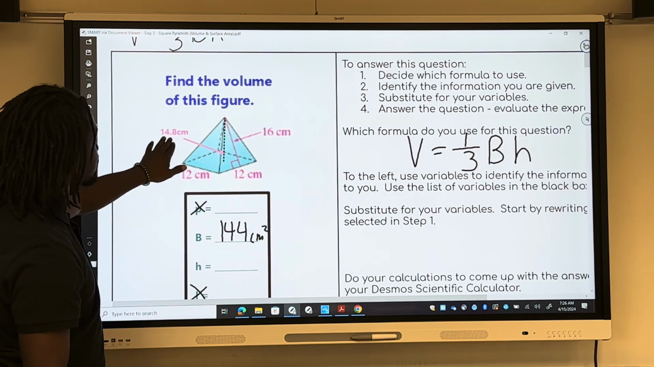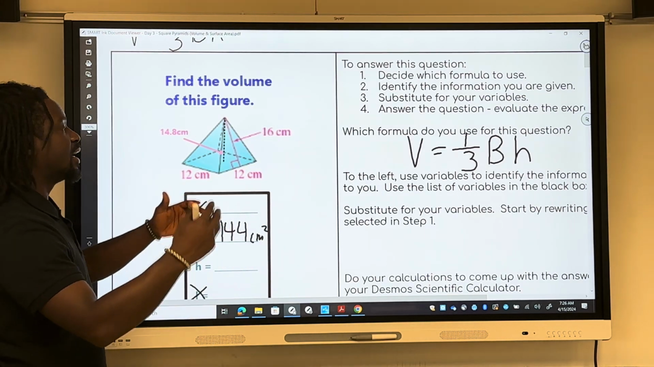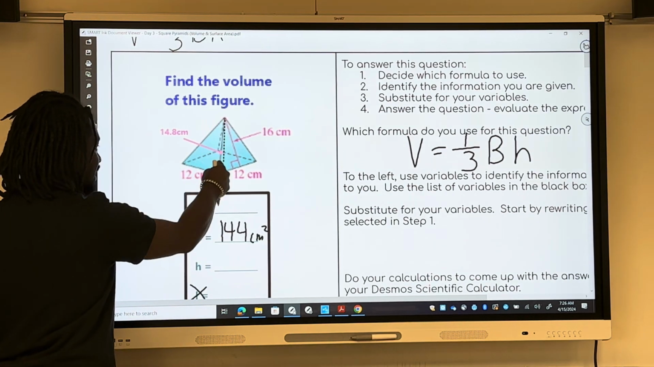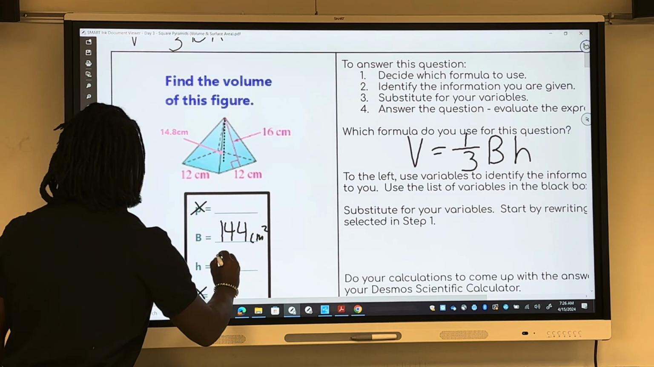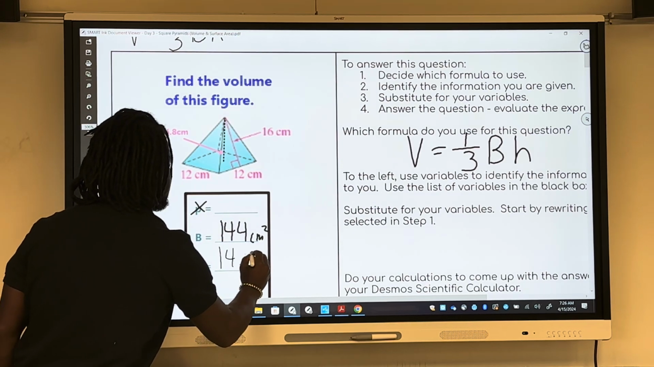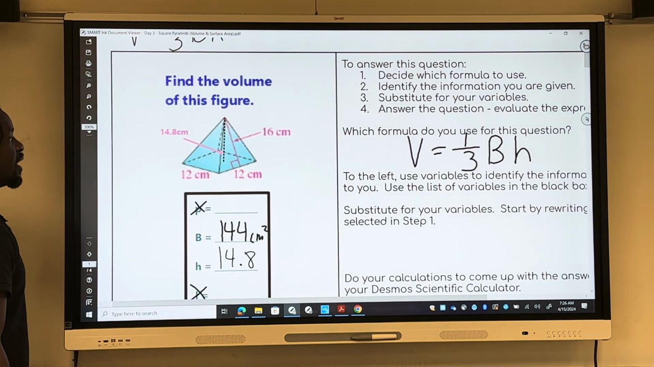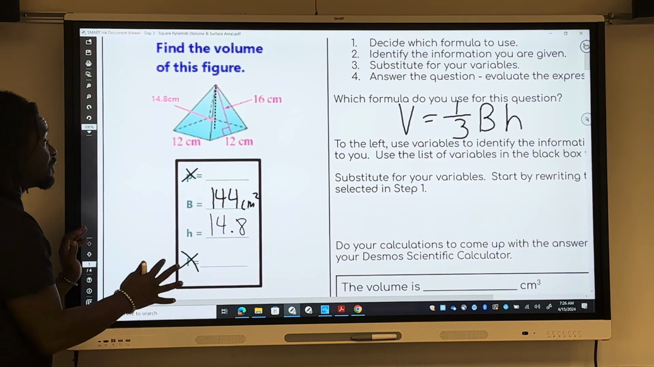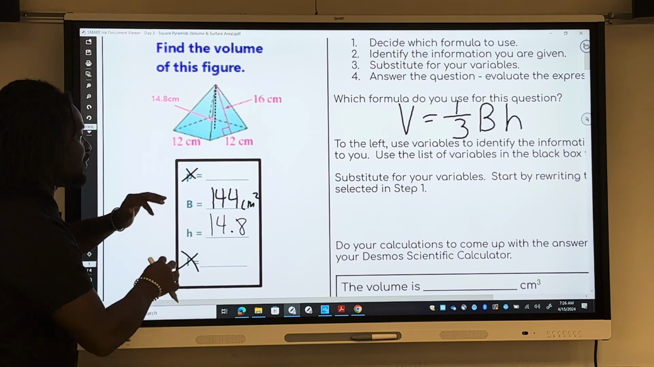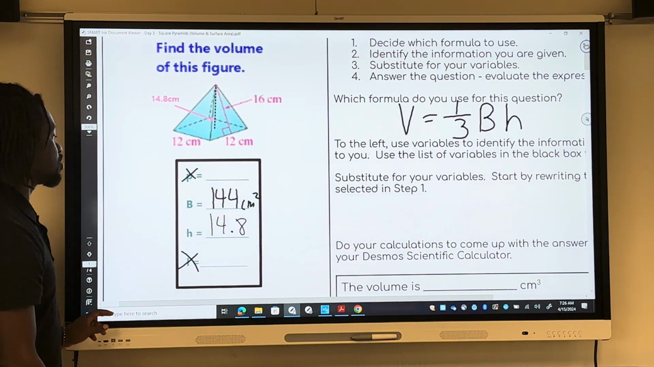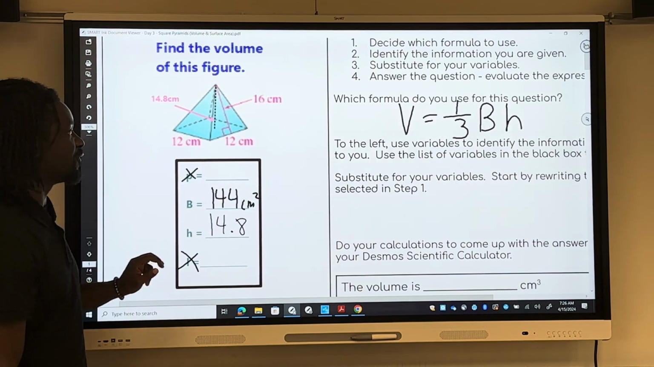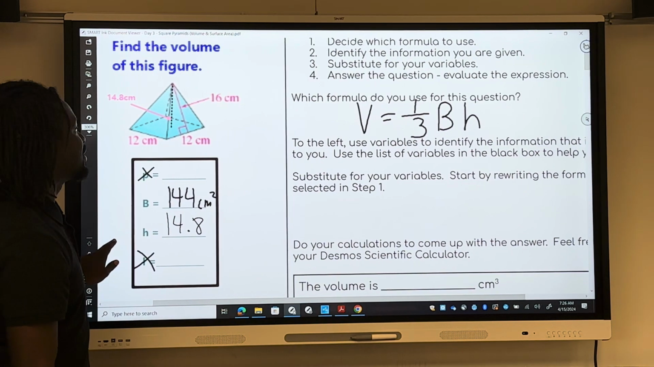For the height, I gotta make sure I use the correct numbers. So it's either 14.8 or 16. Hopefully you know this by now, but if you don't, the height is the one straight up and down. So my height would be 14.8. All right, and so the 16 is the slant height. I don't need that for this problem, nor do I need the P. So I'm just identifying the information that I need, because my formula is 1/3 base times the height.